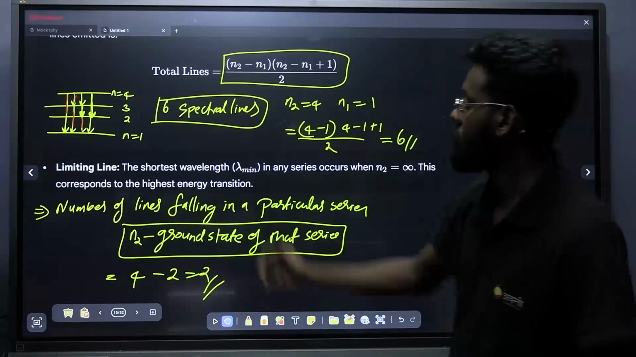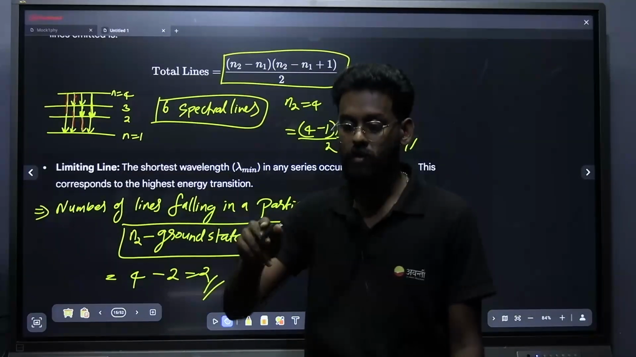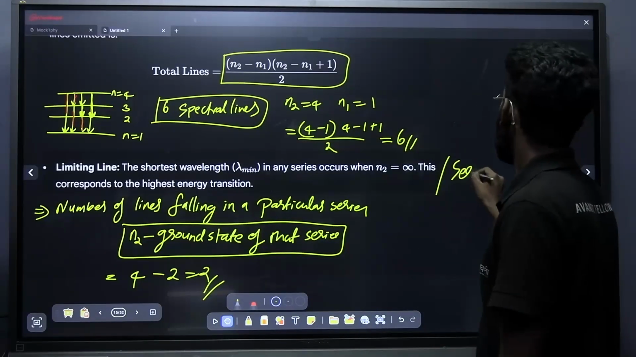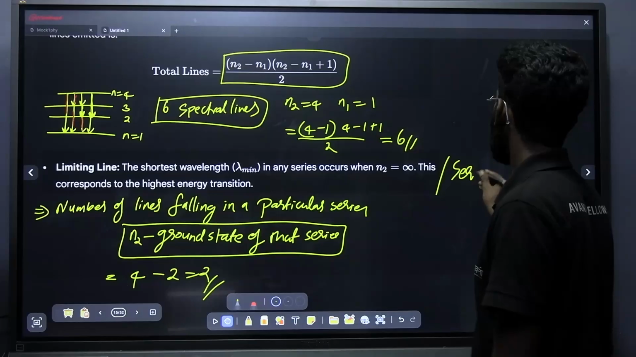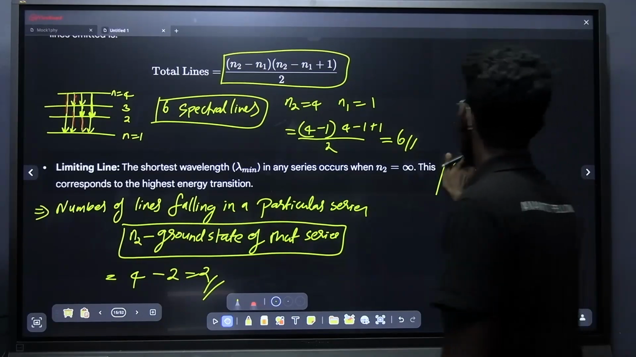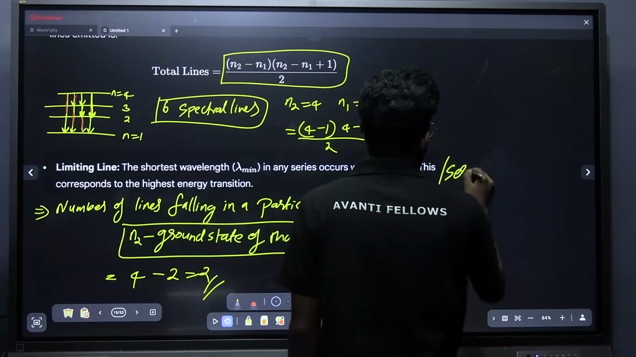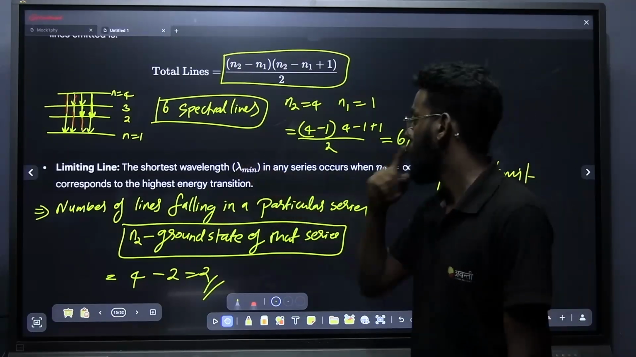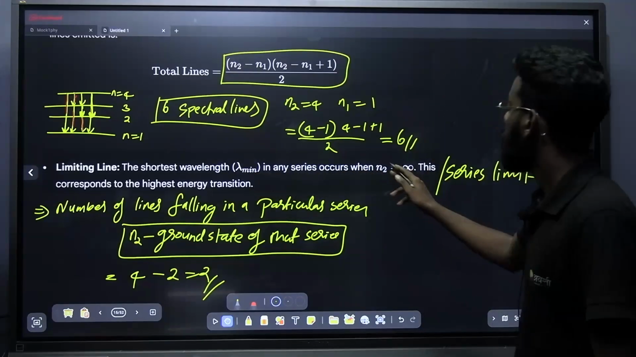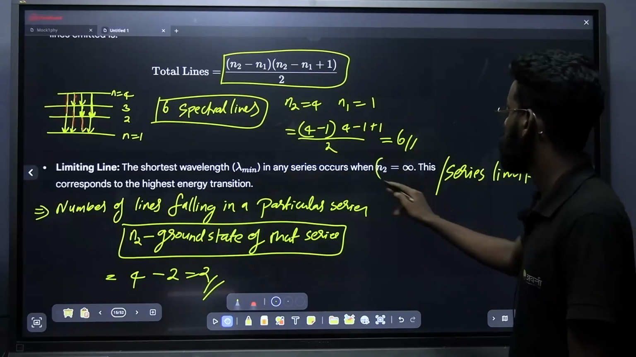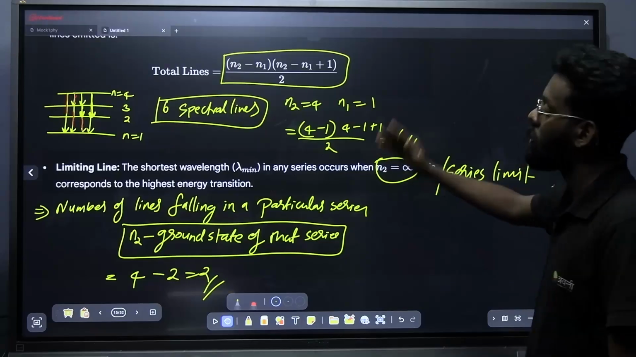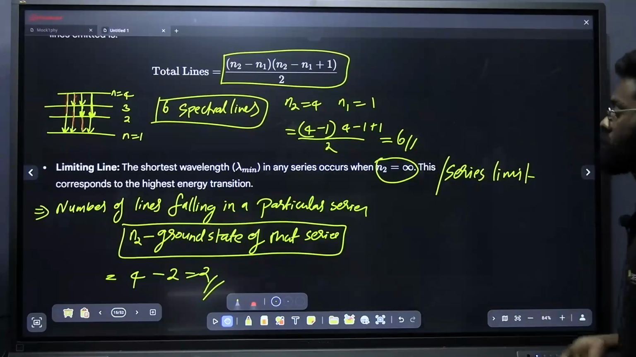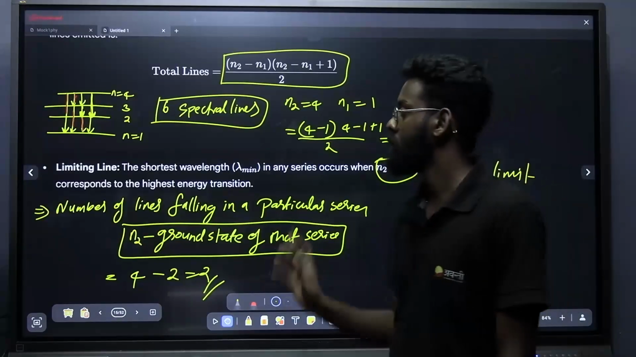And one more point I want to note down is limiting line. Limiting line is what the question someone has asked. That is shortest line, or it is also called as series limit. Series limit is the shortest wavelength, and shortest wavelength in any series is n2. For any series, the n2 will be infinity, and the n1 will be the ground state of that particular series in which you want to find out the shortest wavelength. Okay, series limit.